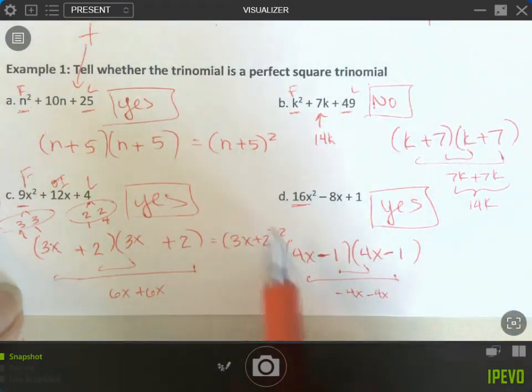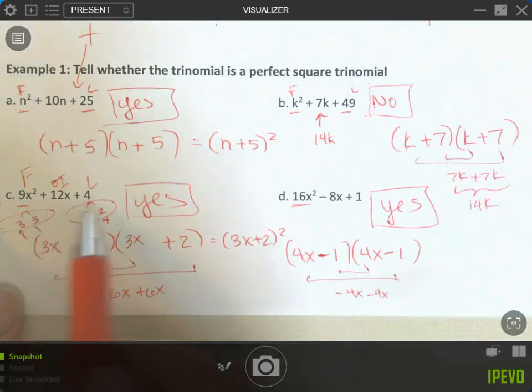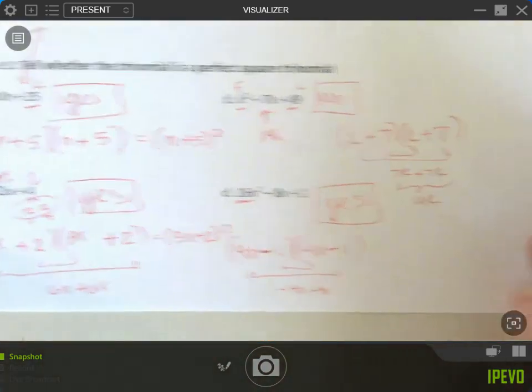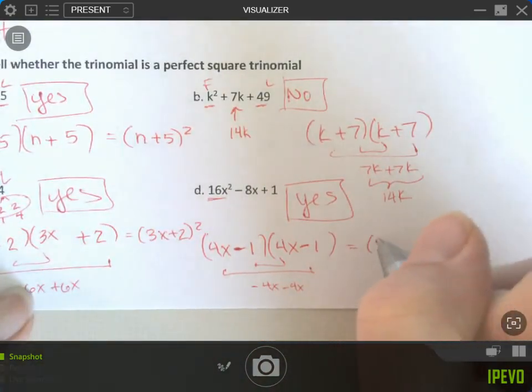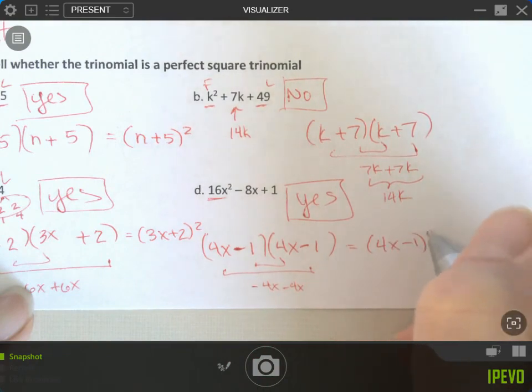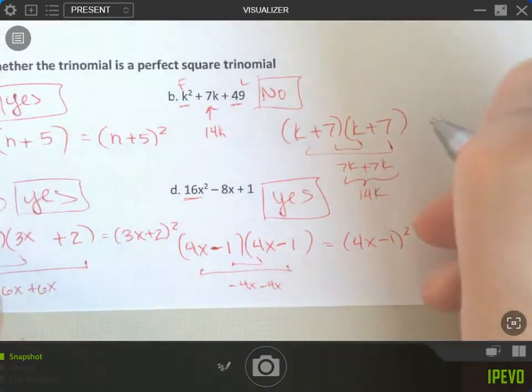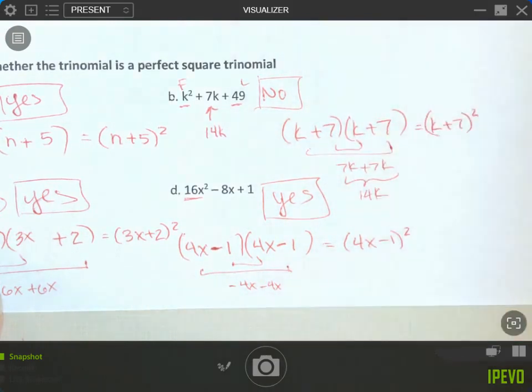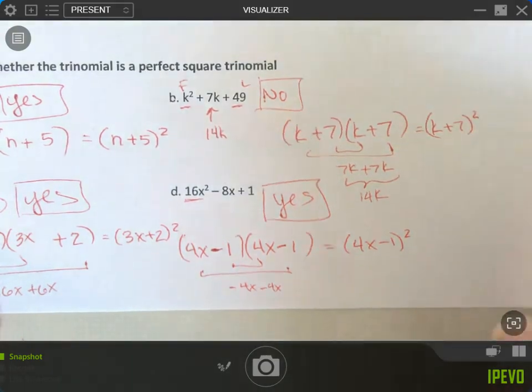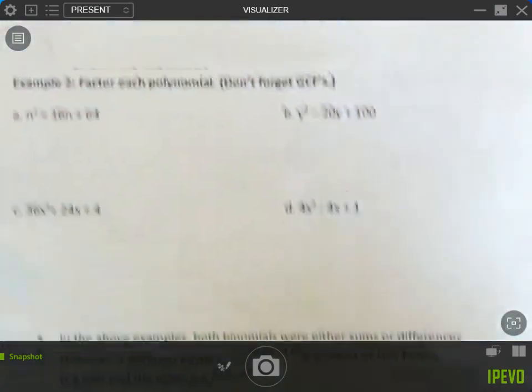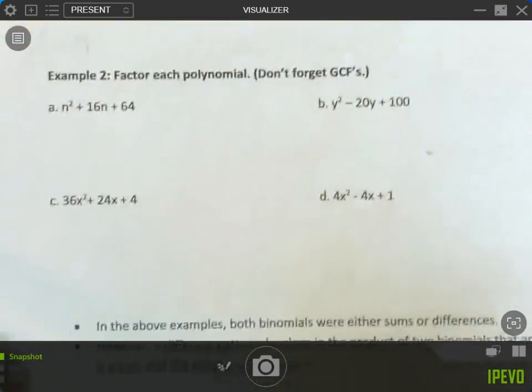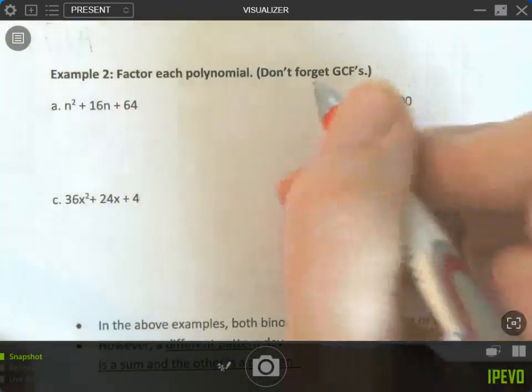So here are these perfect square trinomials that make a squared binomial. We would write this as 4x minus 1 times itself, so squared, and k plus 7 quantity squared. Okay, so those are your perfect squares. Now go ahead, it says to factor these, and it says don't forget GCF.